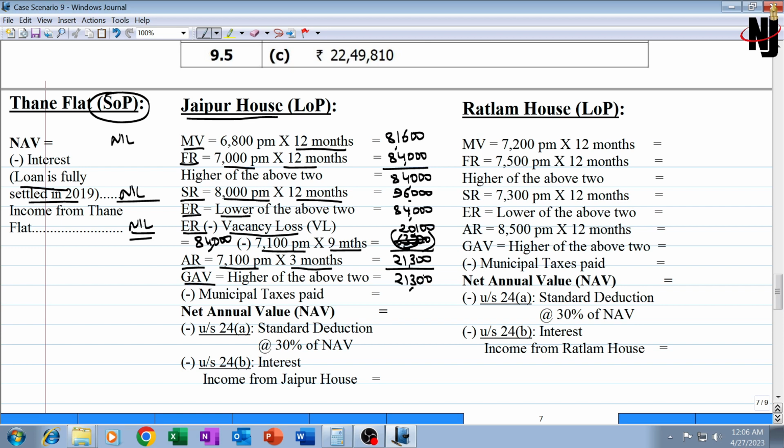21,300 is our GAV. In case expected rent minus vacancy loss, which is 20,100, was higher than 21,300, then we would have had to add back the vacancy loss. I have explained it to you in the class, you know the formula.